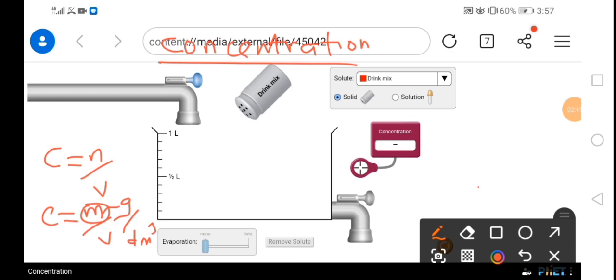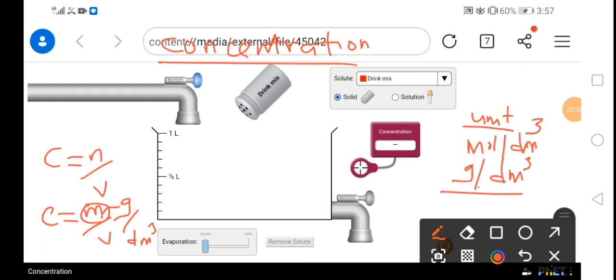Therefore, we say the units for concentration, we have mole per decimeter cubic as standard units and the grams per decimeter cubic as subunits. Very important. Now, I want to look at the factors that are going to affect the concentration of the solution, which is actually the number of moles and the volume itself.